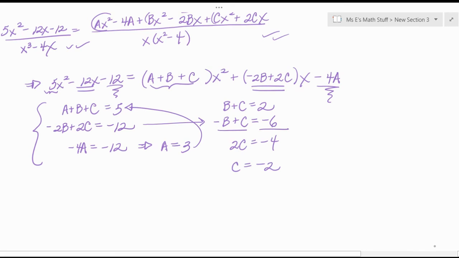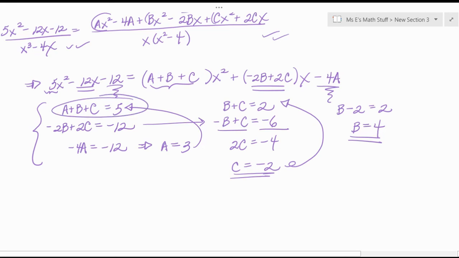Now that I know c would have to be negative 2, I could back substitute right there. And so I'd have b minus 2 would have to equal 2, which means b would have to be 4. Now that I know c and b, I could back substitute those into row 1 here, and it would say a plus 4 for b plus negative 2 for c equals 5, and so a would equal 3. There we go.